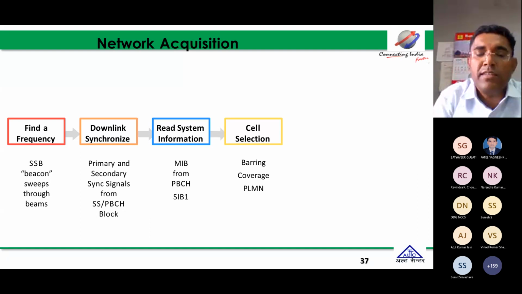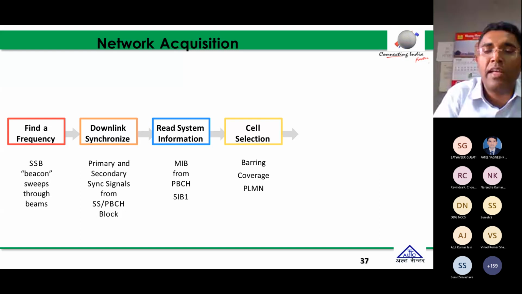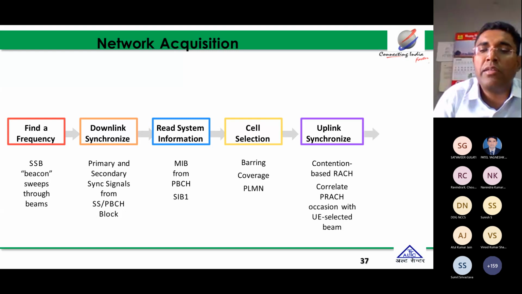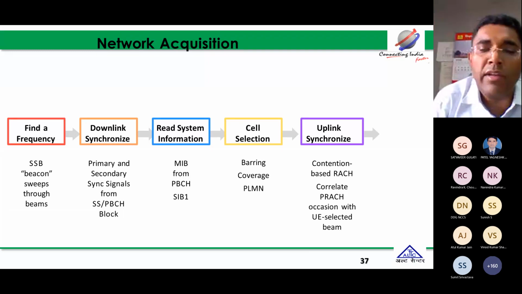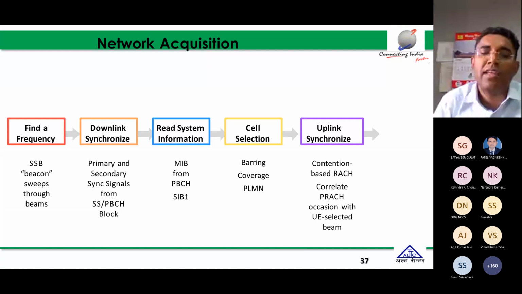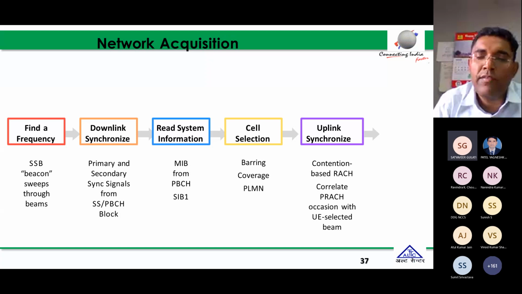Up to this stage, it is only downlink synchronization. Now they are approaching uplink synchronization. Up to this 4th step, the UE is synchronized in the downlink direction, latched with the cell, and selects a PLMN. What is the PLMN code? Anyone tell me what the PLMN is? How do they select the PLMN? By reading system information block 1.